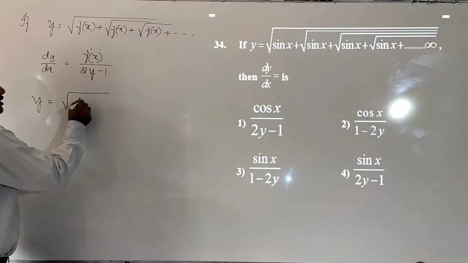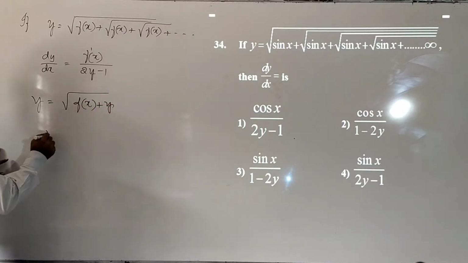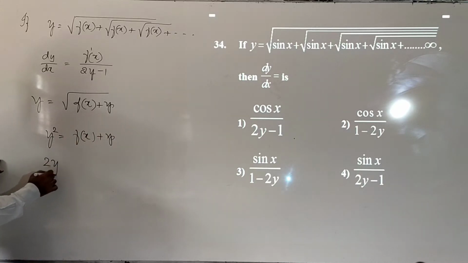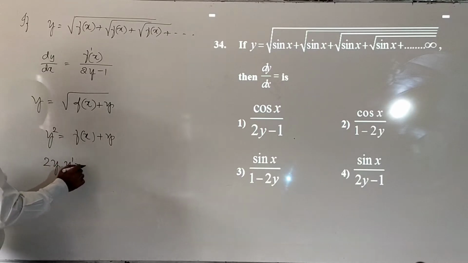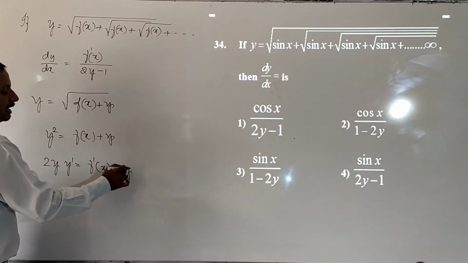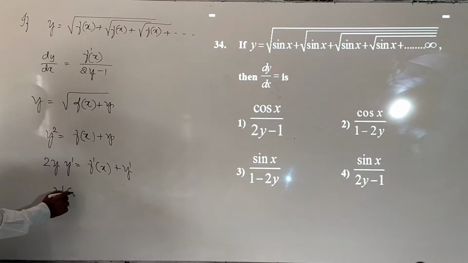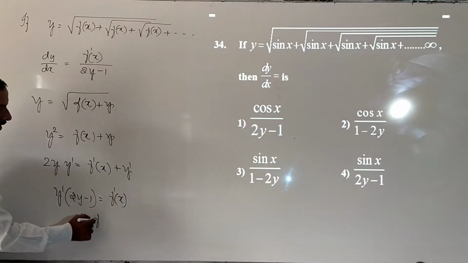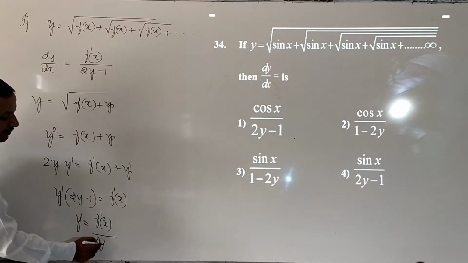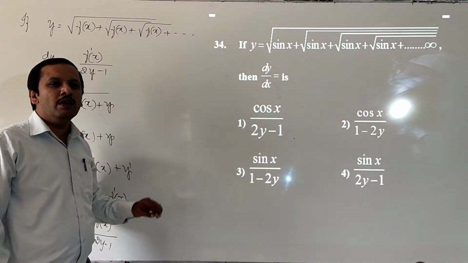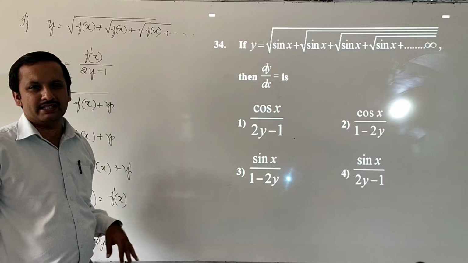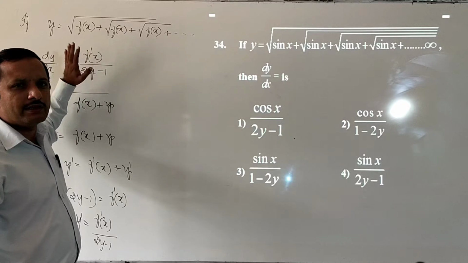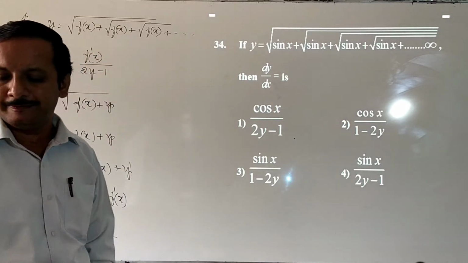So the remaining thing can be written as y. So you can have y is equal to square root of f of x plus y. Square this, y square is equal to f of x plus y. Now differentiate this. 2y into y dash is equal to f dash of x plus y dash. Bring this y dash to this side. Take y dash as common. Y dash into 2y minus 1 is equal to f dash of x. Hence y dash can be written as f dash of x divided by 2y minus 1. That means dy by dx is equal to f dash of x divided by 2y minus 1. You need not remember the proof, I have explained it just for your knowledge. You should remember this formula. Directly you can write the answer.